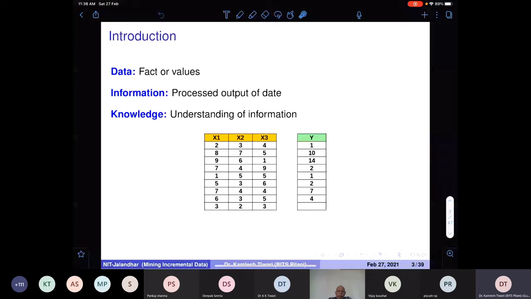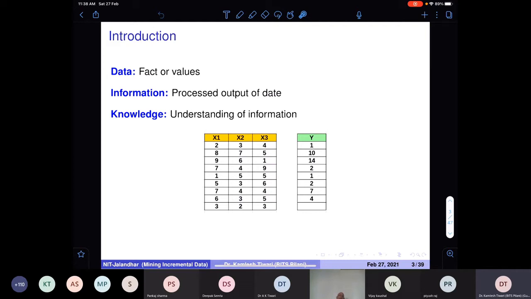So the very first question people ask is, what is data? Data is any fact or values. Whenever you have facts or values, you store them in the database, so it is going to be the data. What is information? Information is something that comes out of the data when you apply some kind of processing on it.